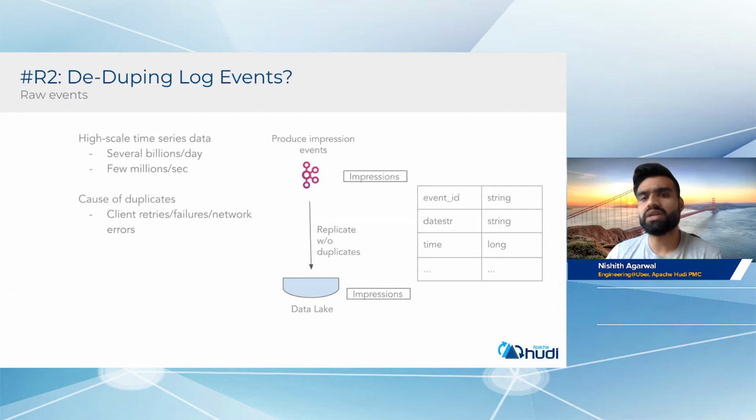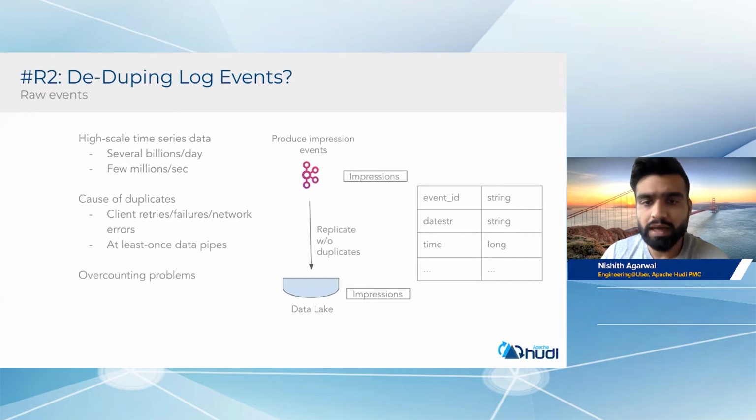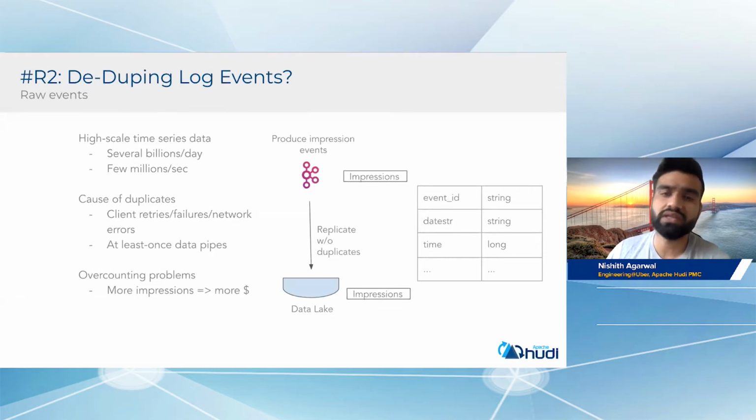When you're trying to replicate these events, there could be multiple reasons for duplicating these events onto the data lake. For example, a client may retry, or there is a network error because of which you have to retry. Or your replication pipeline itself is only guaranteeing at least once and not exactly once. And the side effect of having these duplicates is an overcounting problem. For example, you're running a count on the number of impressions on a particular feature that you released, that eventually translates to the amount of dollars that that feature is making.